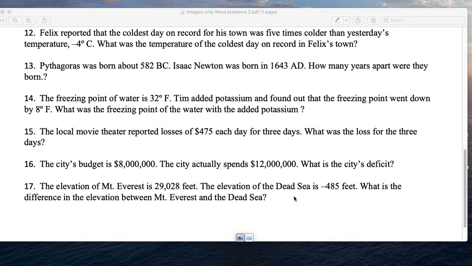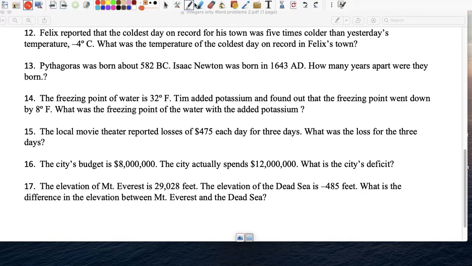Pythagoras, the mathematician, was born 582 BC, which means before Christ, so it can be represented as an integer that way. AD, don't ask me what that stands for, or anno something, and that means it's after 0. So if you have a timeline here of 0, negative 582 would be 582 years before Christ, BC. AD would be after 0.